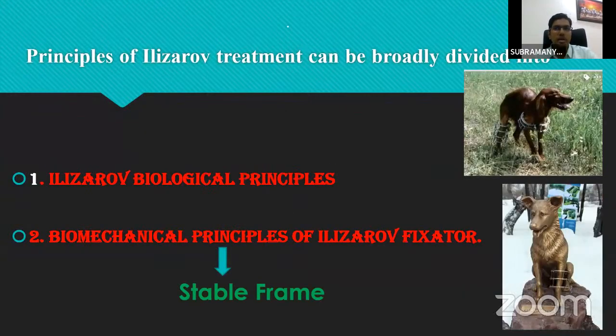The principles of Ilizarov can be divided broadly into Ilizarov's biological principles and the biomechanical principles of the Ilizarov fixator, which is to achieve a stable frame.